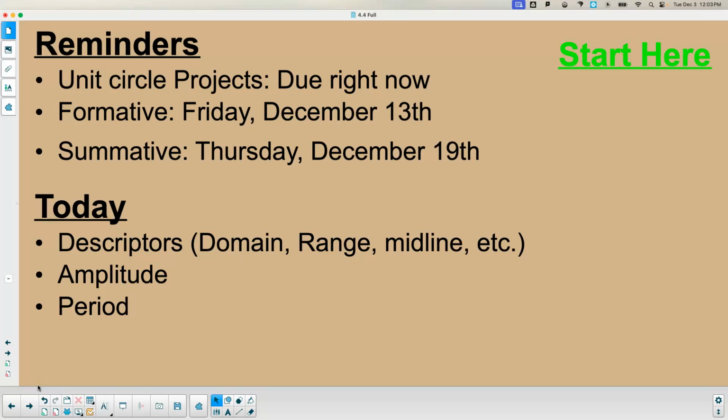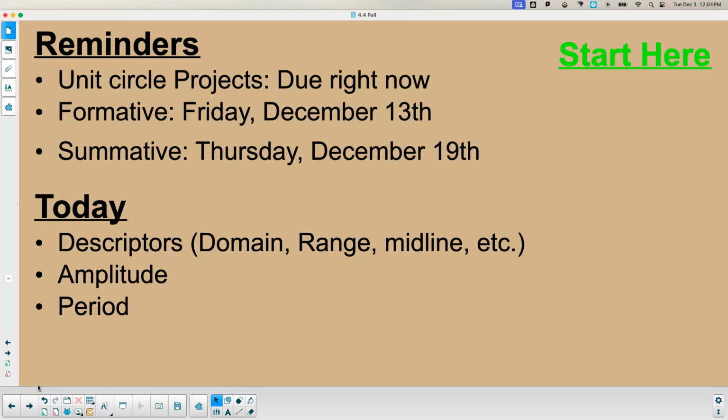Friday's going to be practice type of a day. Tuesday's going to be a station rotation where we're going to do a bunch of stuff. Wednesday, Thursday of next week, we're going to go backwards. We're going to fit curves to scenarios based off of what we can do. And then on the 13th, you're going to take a formative.